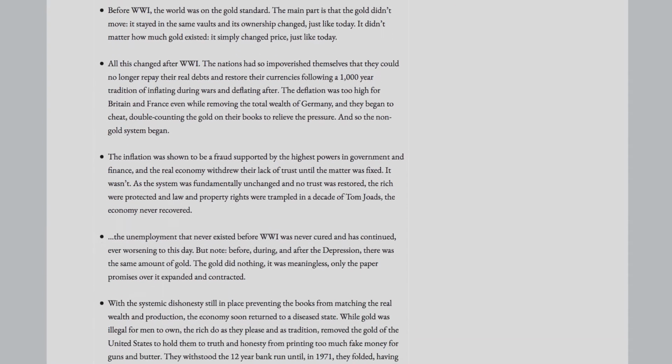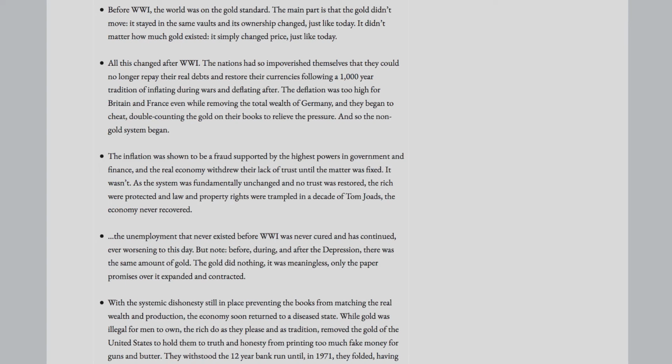Before World War I, the world was on the gold standard. The main part is that the gold didn't move. It stayed in the same vaults, and its ownership changed, just like today. It didn't matter how much gold existed. It simply changed price, just like today.